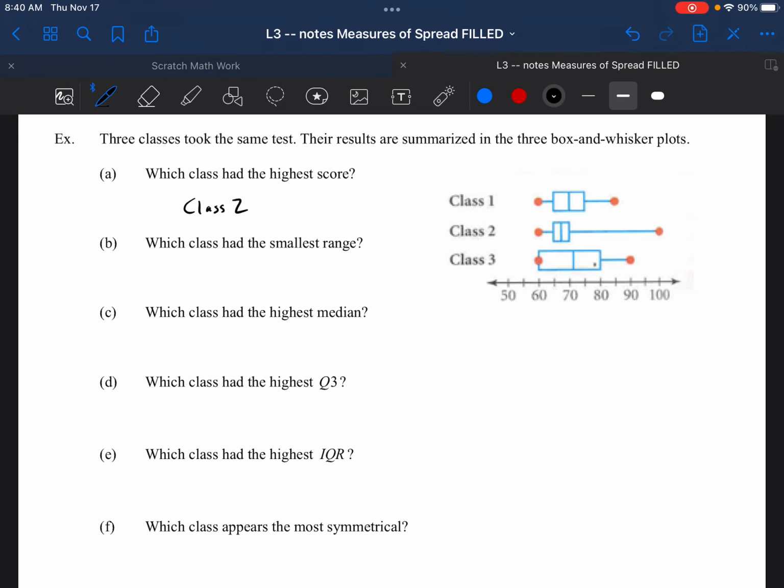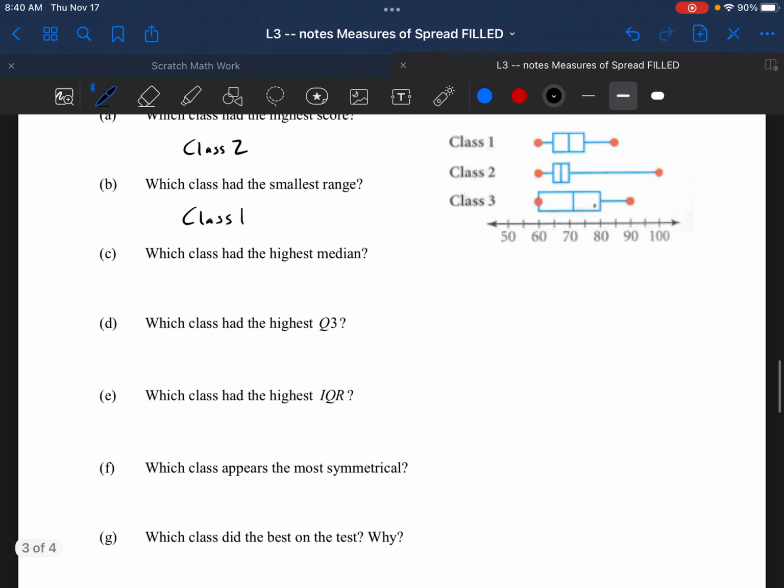Which class had the smallest range? Well, that means the length of the entire box plot, right? So which had the smallest range? I'd say it's class 1. So their data was most close together. All right, if you want to pause this and work through it on your own, go for it.